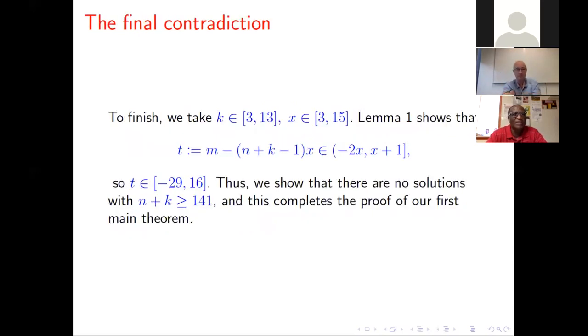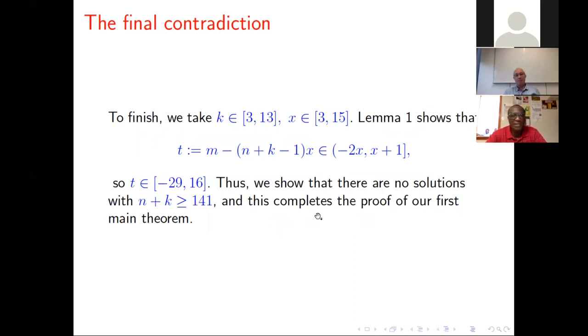And the last step will be to consider k between 3 and 13, x between 3 and 15. And we said that t equals the expression here, that is in the interval. So at the end, t is between that. And what we have done is to run a program and see that we have no other solution. So we complete the idea about the proof.